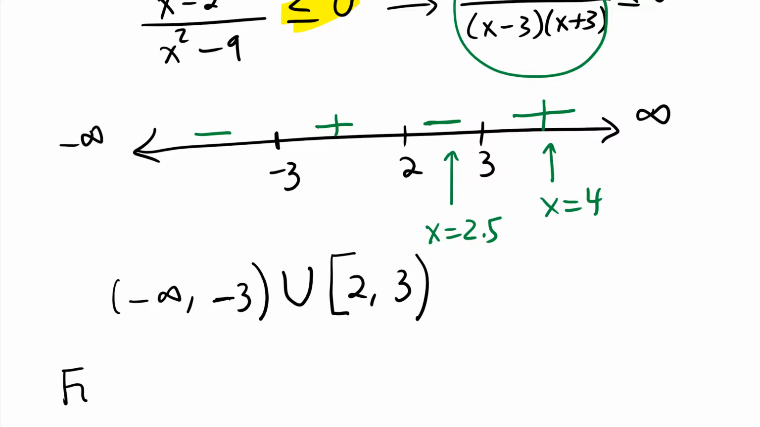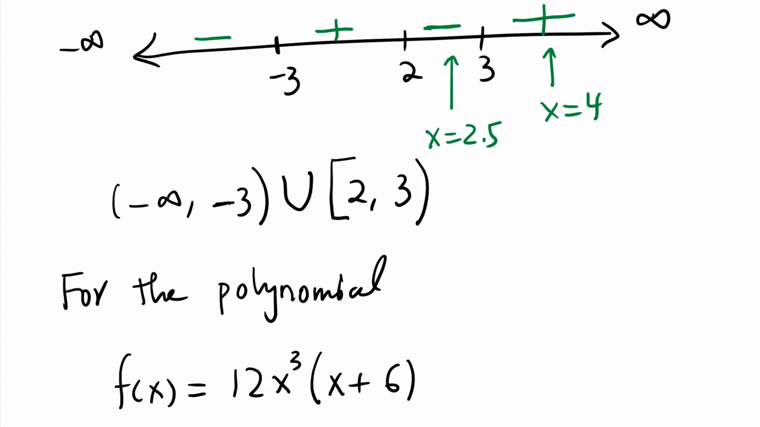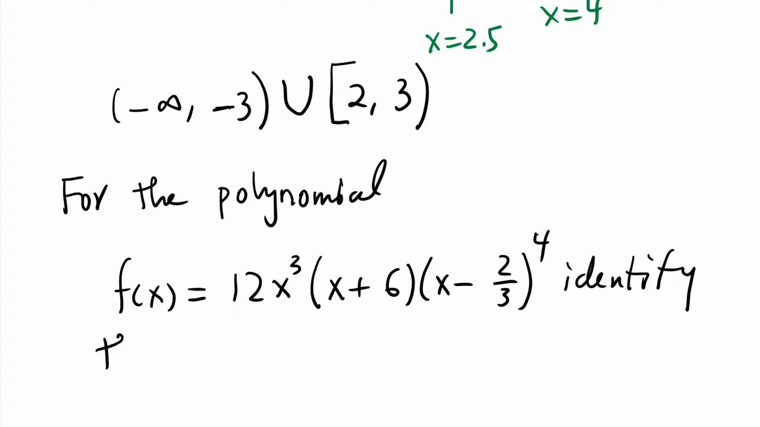Next one, for the polynomial f of x equals 12 x to the third, x plus 6, x minus 2/3 to the fourth power, we need to identify the zeros and their multiplicities.